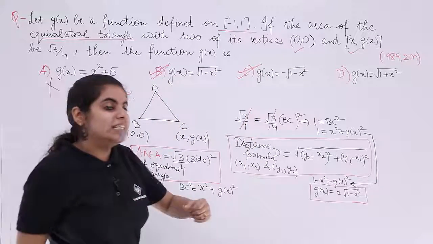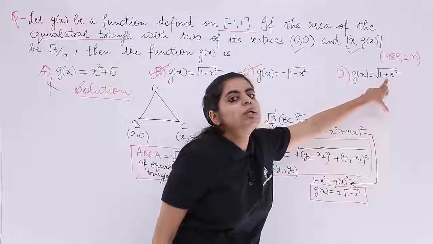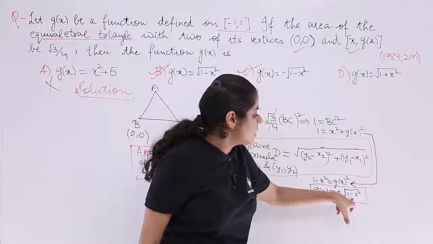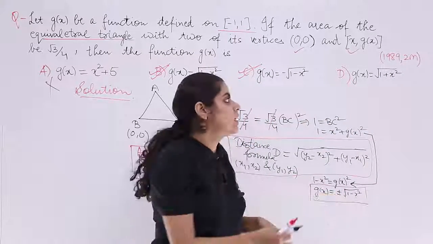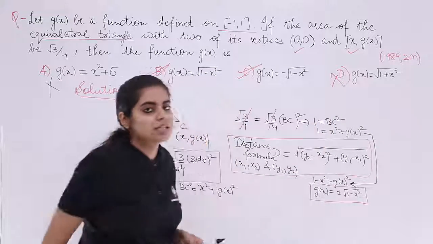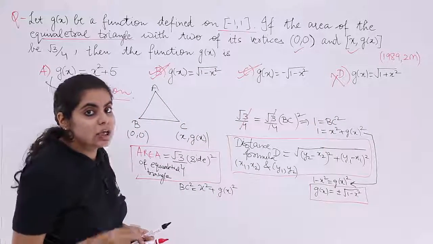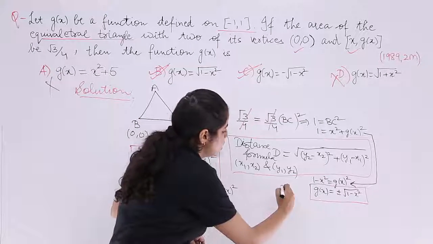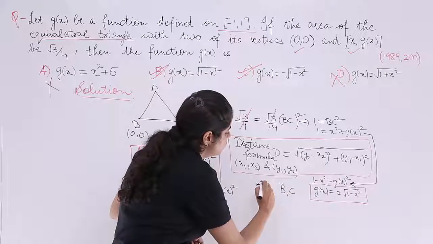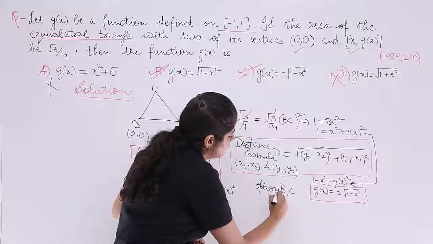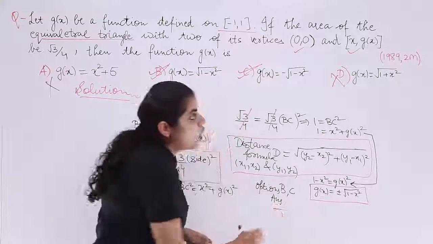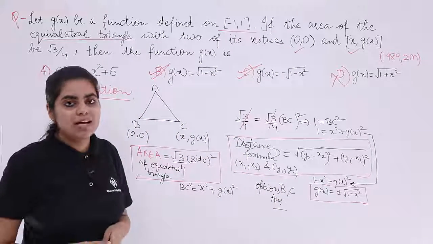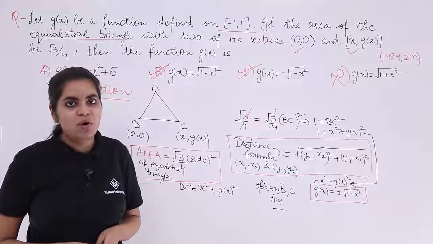What about option number D? It is plus in between the roots. There is nothing called 1 plus x square. So option number D is not my answer. So basically my answers are two options, option number B and option number C. So B and C options are my answer to this question of IIT JEE, which was asked in the year 1989 for 2 marks.